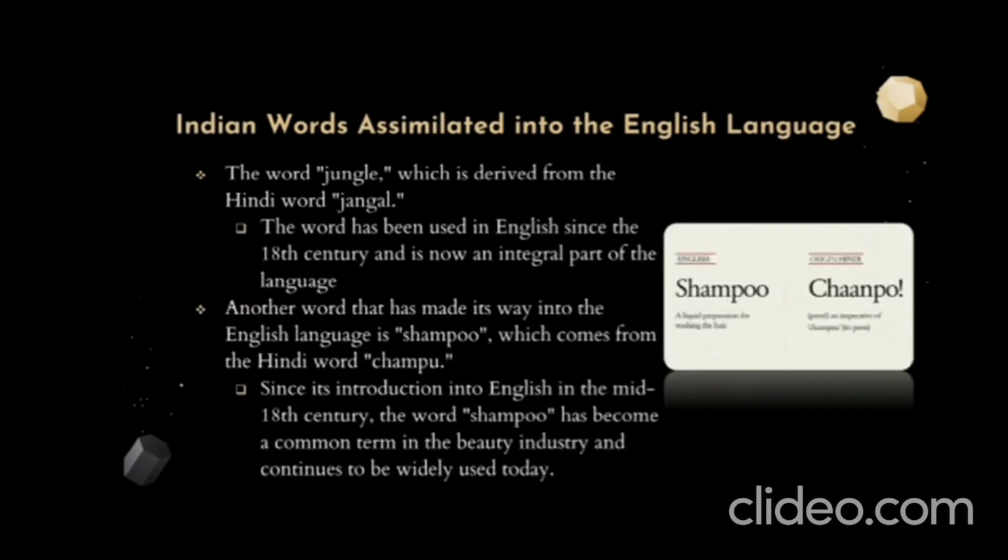One of the most prominent examples of Indian influence on English vocabulary is the word jungle, which is derived from the Hindi word jungle. The word has been used in English since the 18th century and is now an integral part of the language. Another word that has made its way into the English language is shampoo, which comes from the Hindi word champu. The word was first used in English in the mid 18th century and has since become a staple in the beauty industry.